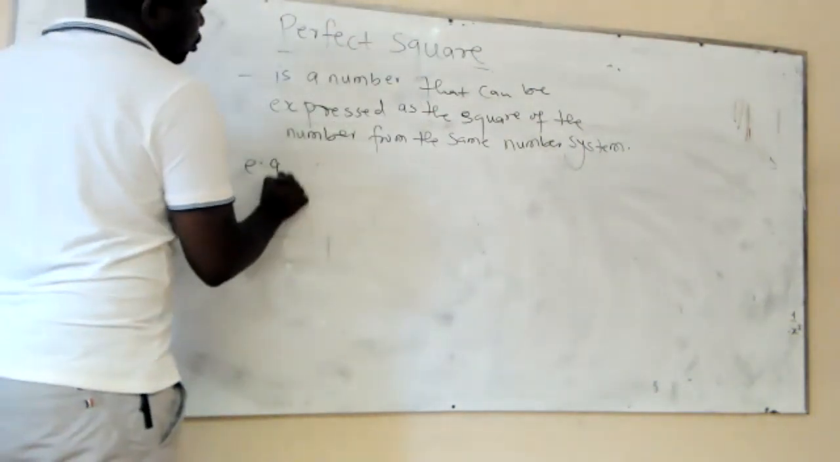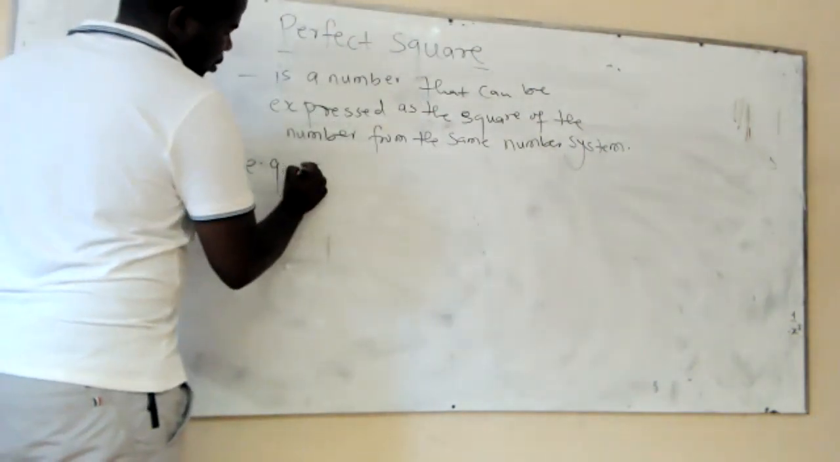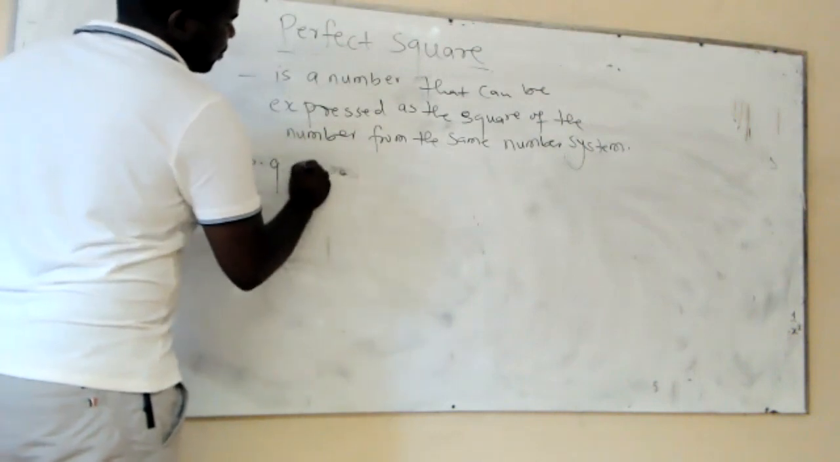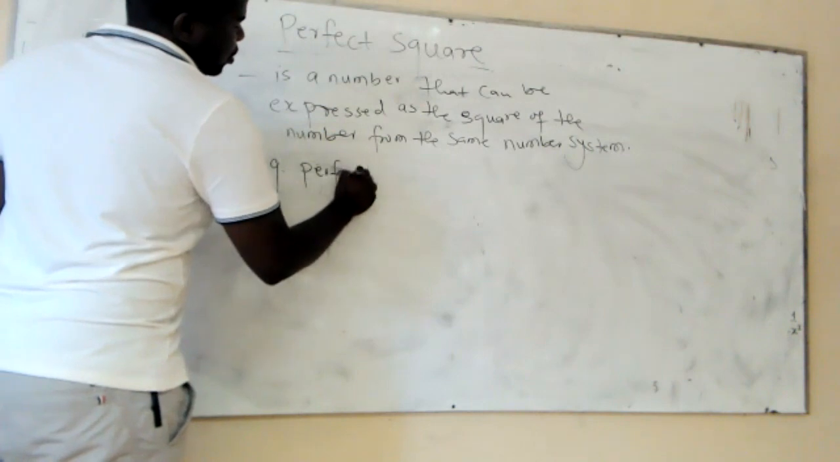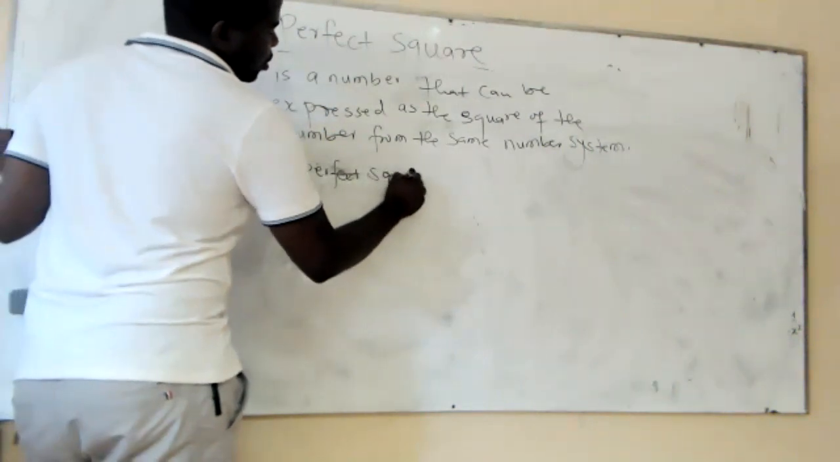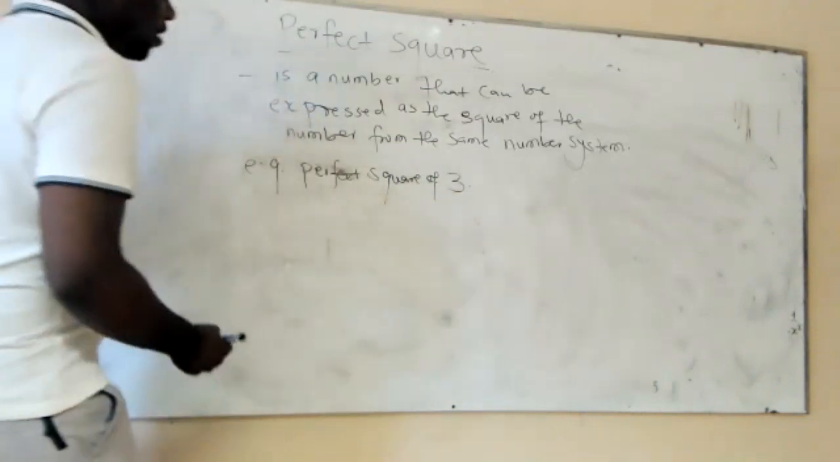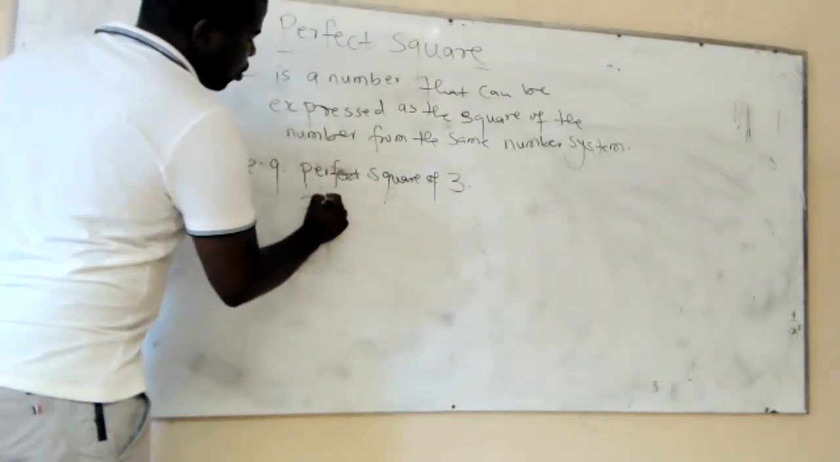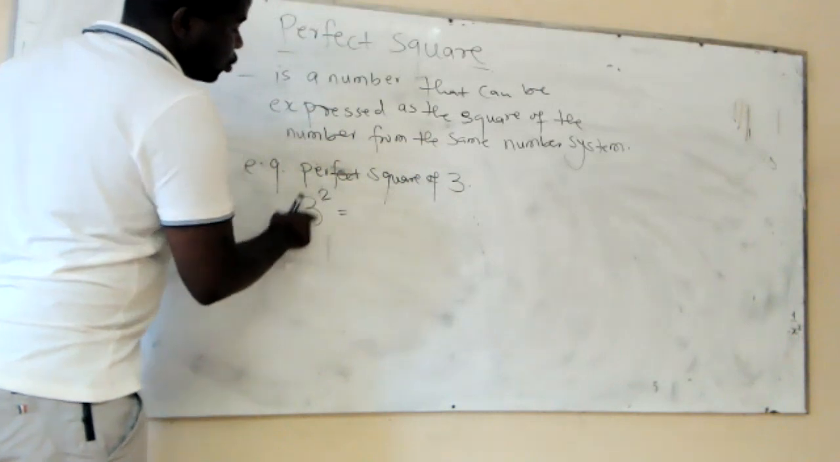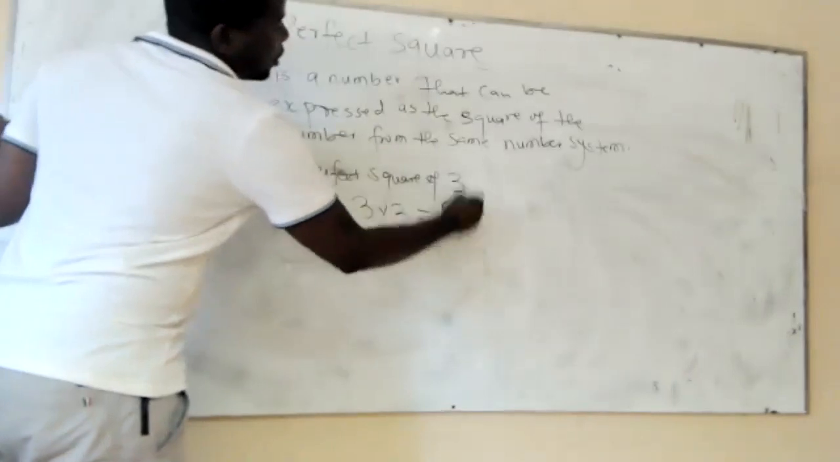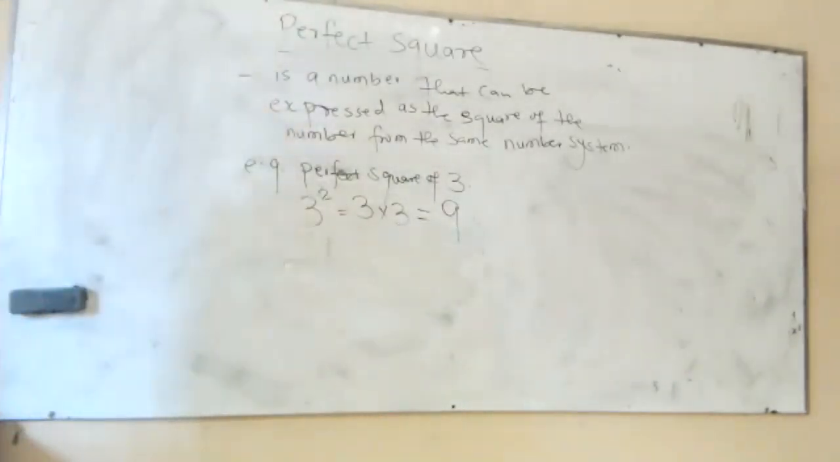If we are talking about a square of 3, perfect square of 3 is going to be 3 to the power of 2, which is the same as 3 multiplied by 3. And we know the perfect square of 3 is what? It's 9. Are we all together?